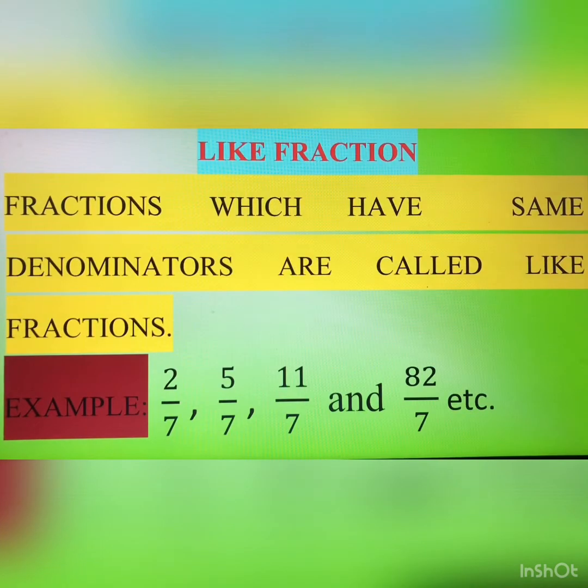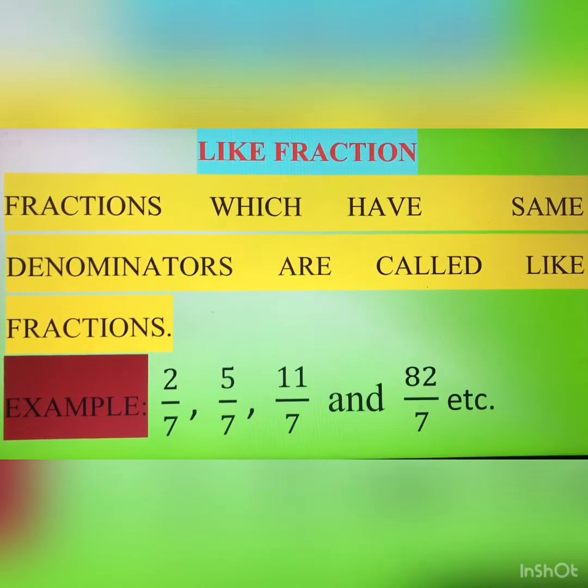Now we are moving to the next, like fractions. What do you understand from like fractions? Fractions which have the same denominators are called like fractions. For example, 2 by 7, 5 by 7, 11 by 7 and 82 by 7. In all these fractions, the denominator is 7. So these types of fractions are called like fractions.